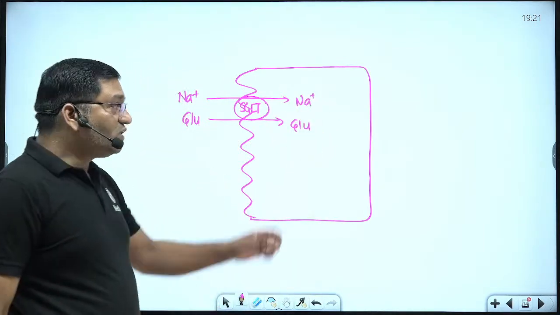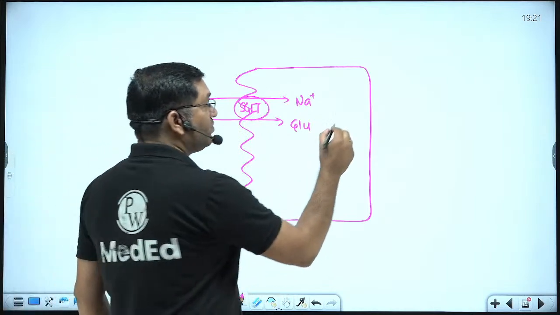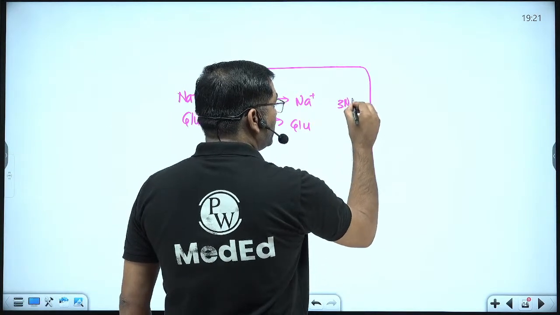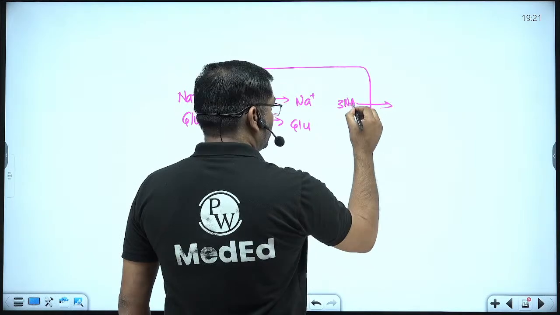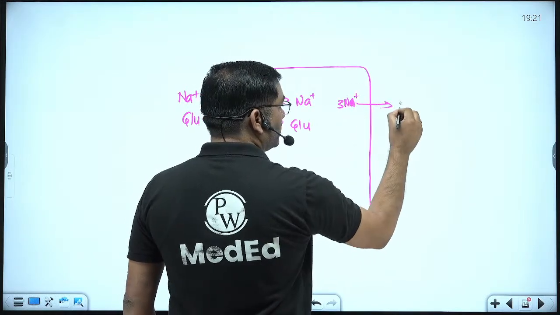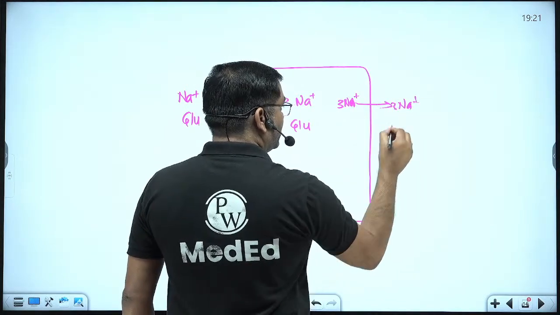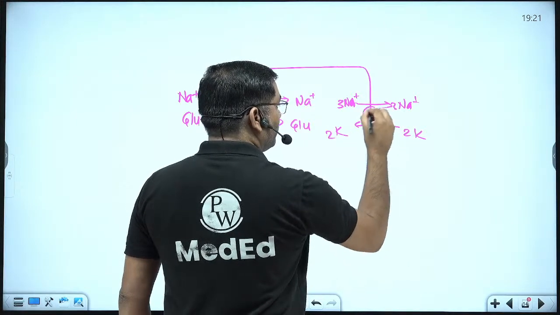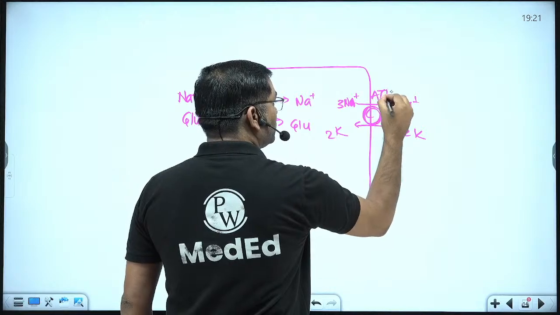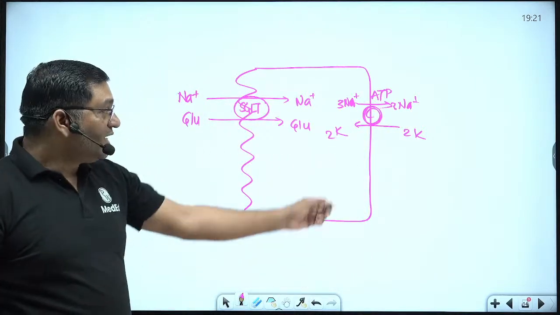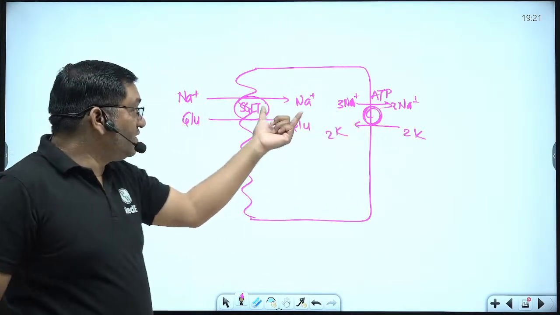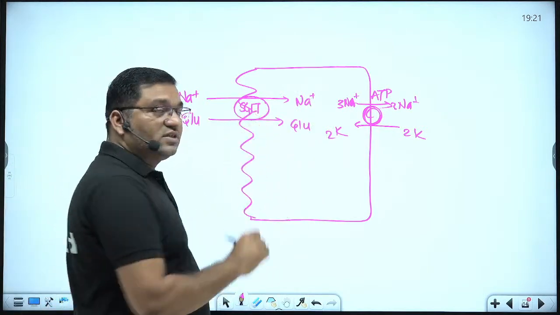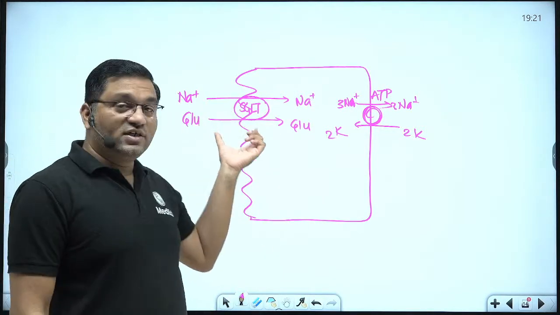And to move this sodium out, the sodium potassium pump is required, which moves 3 sodium out of the cell in exchange for potassium, and for this ATP is required. So this is primary active transport, and here direct energy is required, but with SGLT indirect utilization of energy is required, so that's why it is secondary active transport.